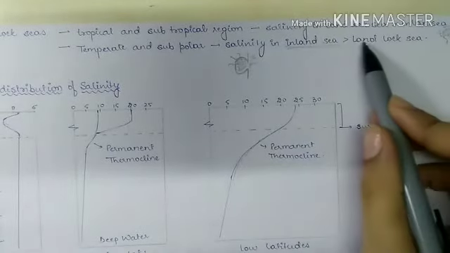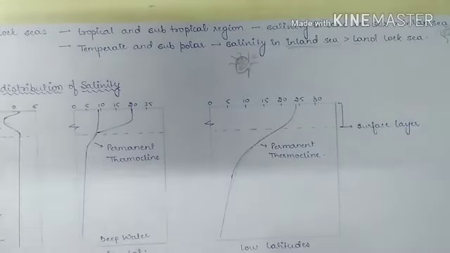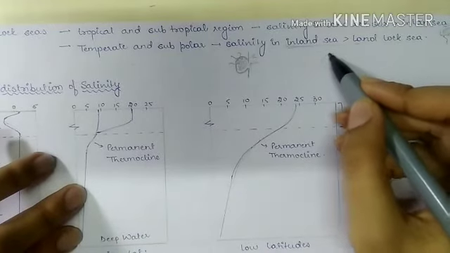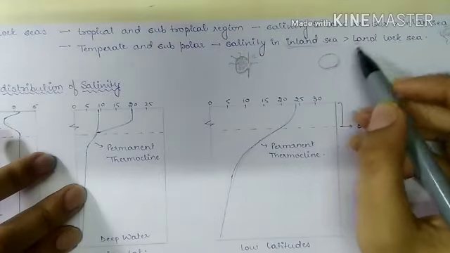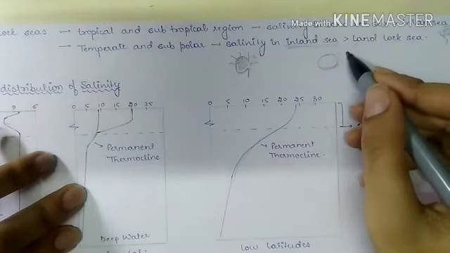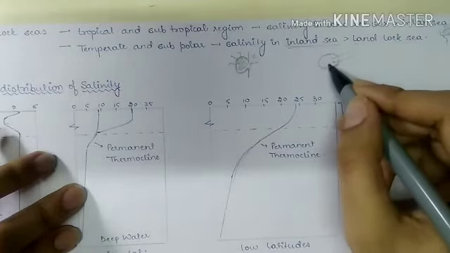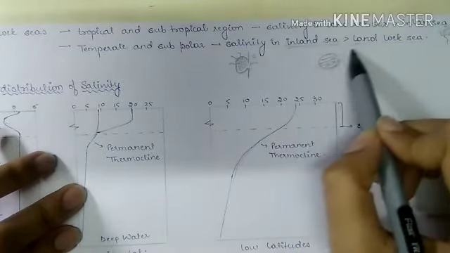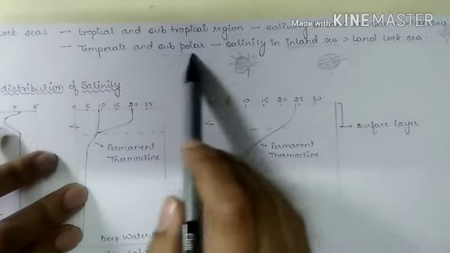And the landlocked sea, because here we will have a low rate of evaporation, and plus during summer it will be supplied with fresh water from glaciers, so the salinity in this area will be comparatively less in the landlocked sea as compared to the inland sea in temperate and subpolar regions.